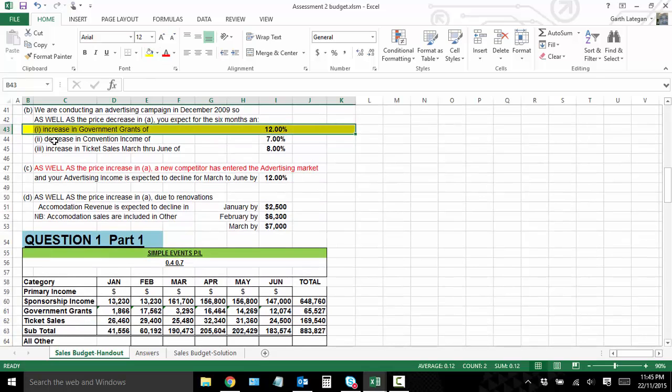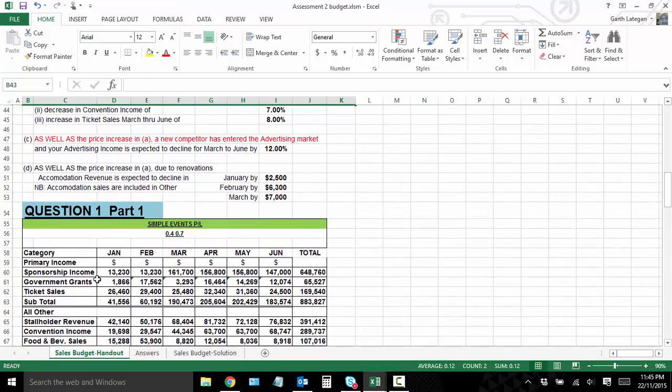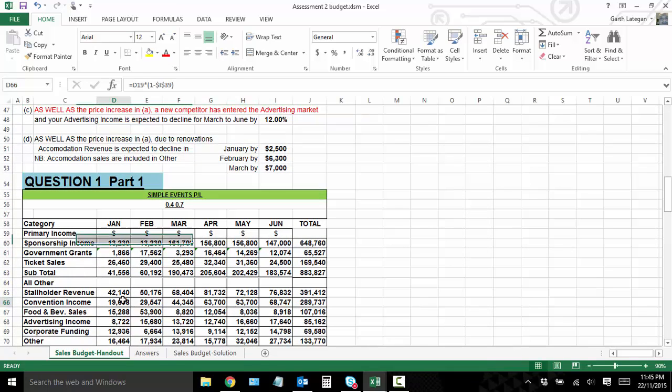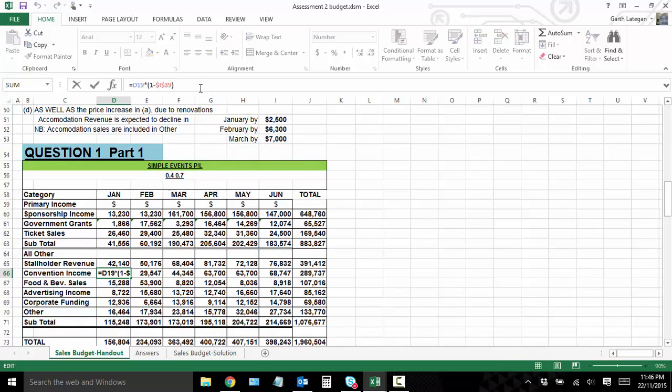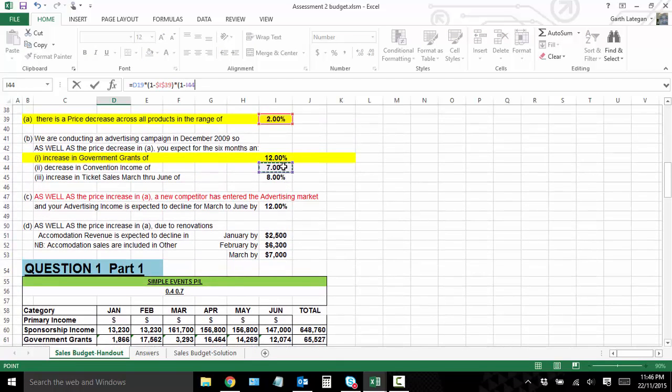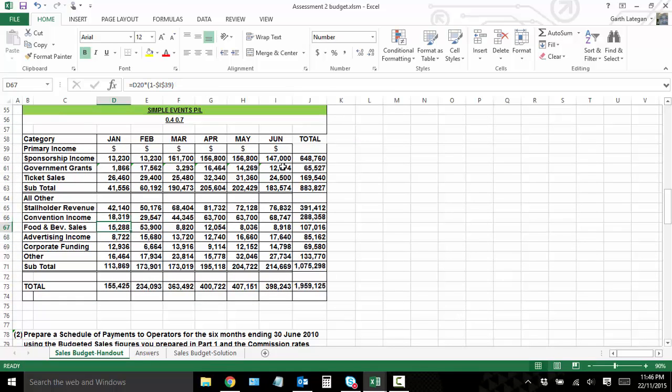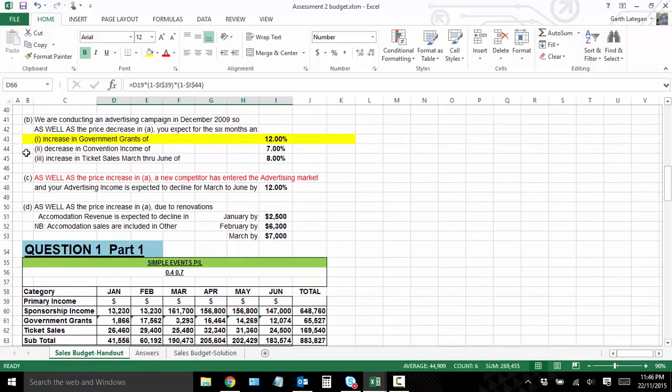Decrease in convention income. So here we are, to decrease it by 7%. So that's times, and a decrease is 1 minus the percentage. And then F4, to put dollar signs there, close bracket. Now I can copy that across. Beautiful. So convention's done.